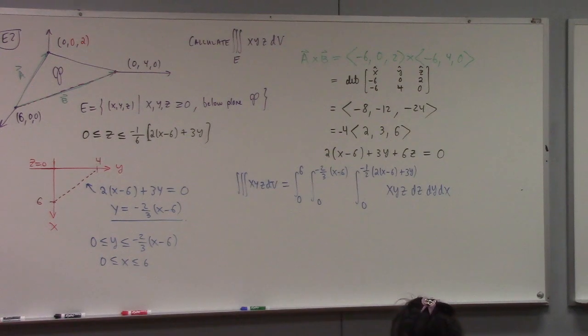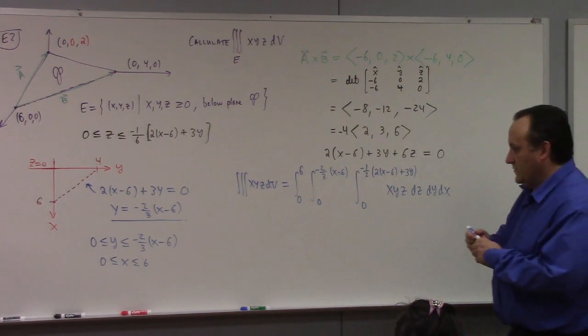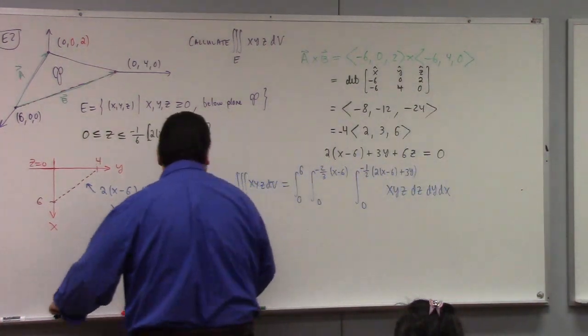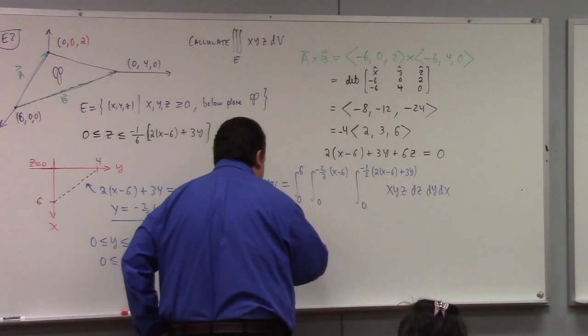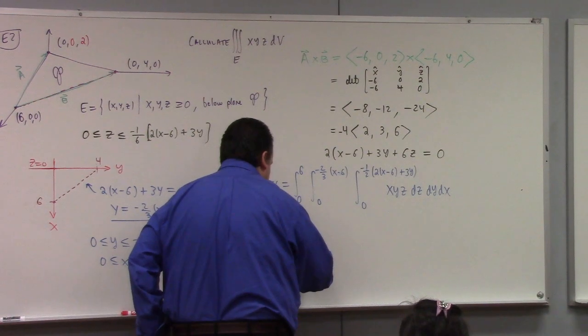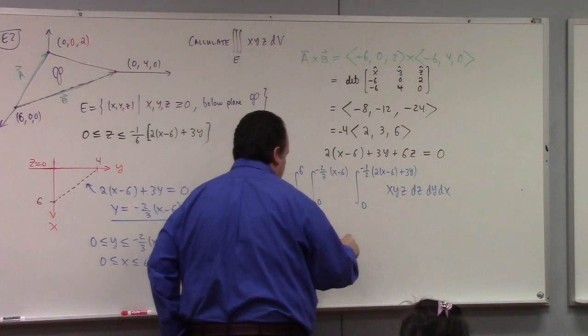Now, Violet said a minute ago, doesn't z just go from 0 to 2? Right. I agree, we could look at it that way. Let's set up the integral in that regard. When you commit to z going from 0 to 2, you're committing to z being the last integral. All right?